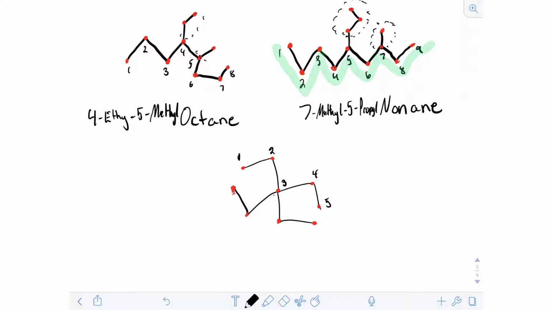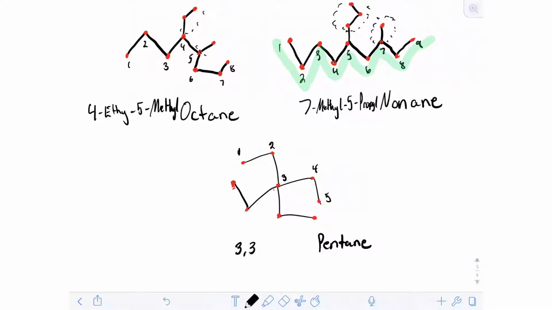So we know 5 is pentane. Then we've got 2 ethyl groups sticking off. And that'll be 3,3-diethylpentane.